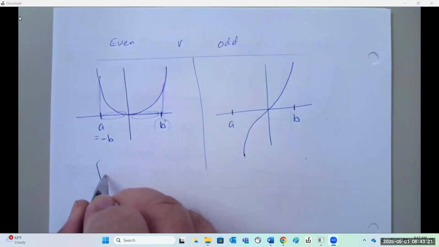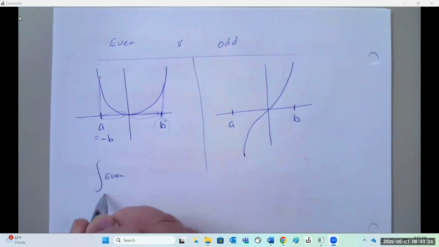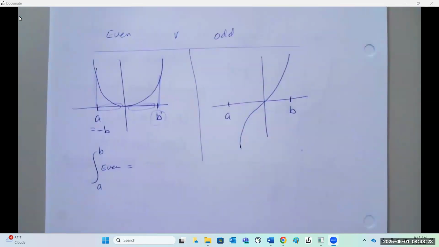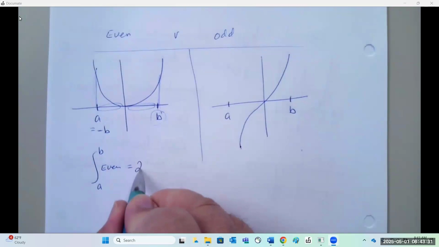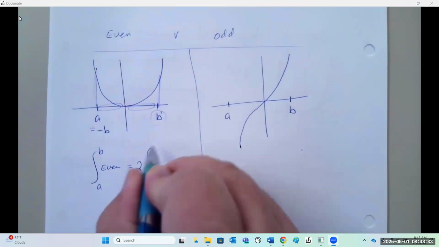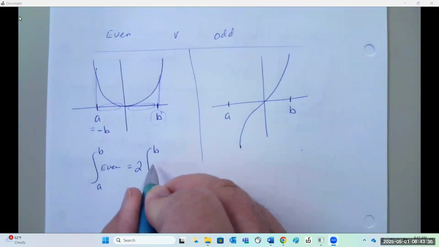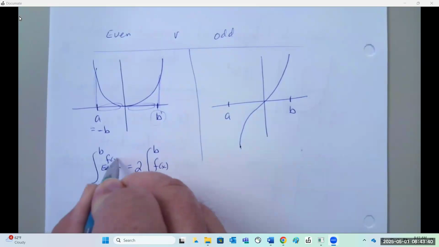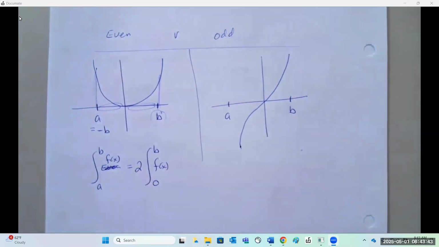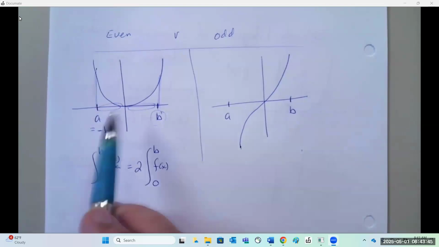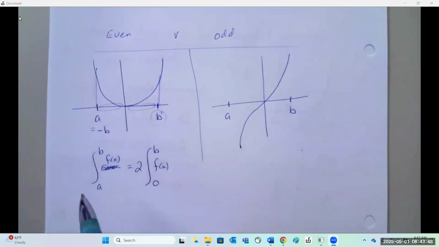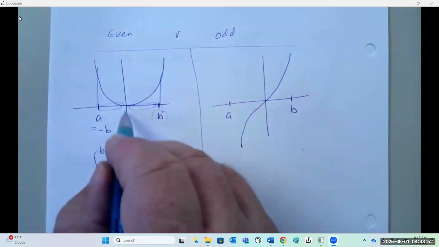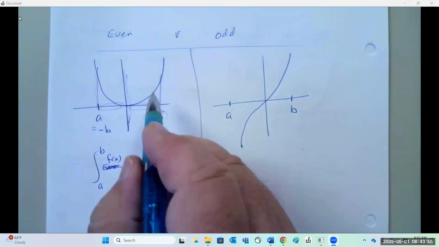So the integral of an even function from A to B is the same as 2 times the integral from 0 to B. If we know the function is even, instead of going from both bounds, we can just go halfway through and double it.